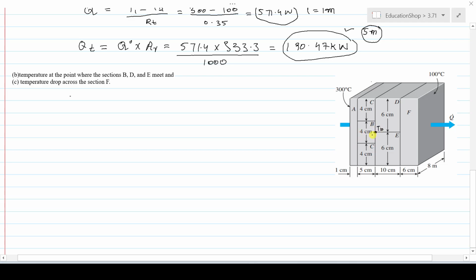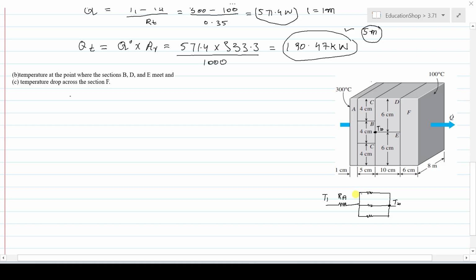You need to draw the thermal resistance network diagram for it. The first resistance is offered by section A, let's say RA. Then there is the C section, RC, and RB, RC. So each section offers resistance to the heat transfer. These three sections are in parallel, so we will draw the thermal resistances in parallel also. And this is the point where the temperature is TB.